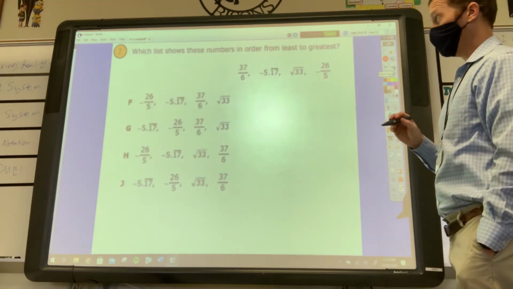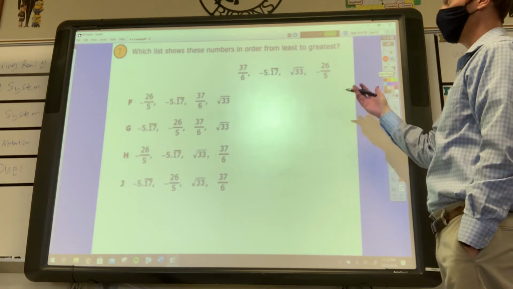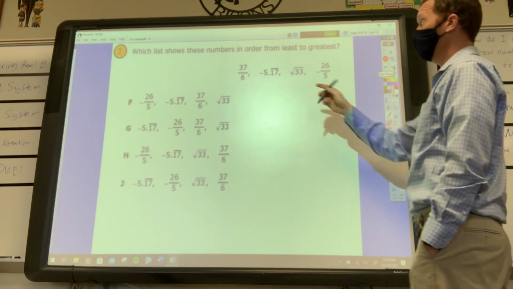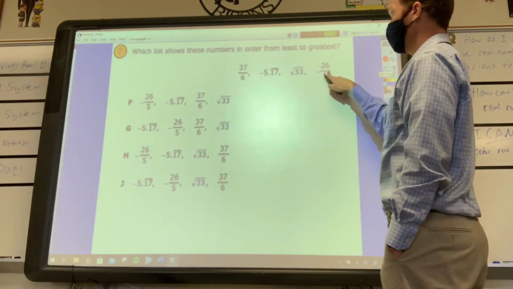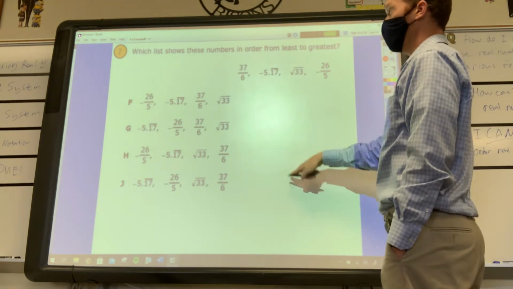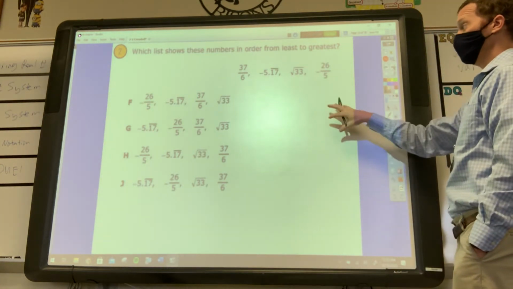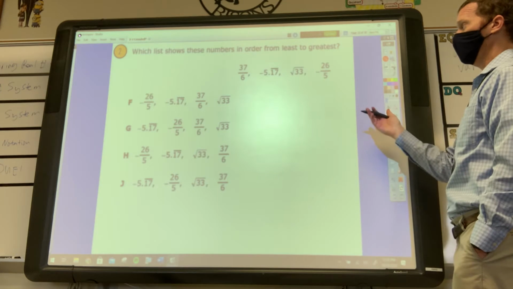This is another question, and I'm not going to walk through how to do this one. I'm just going to remind you that you would take the 4 numbers up here, turn them into decimals on your calculator, list them out, and then order them from least to greatest, just like the question says. So you can pause the video here and work that out.